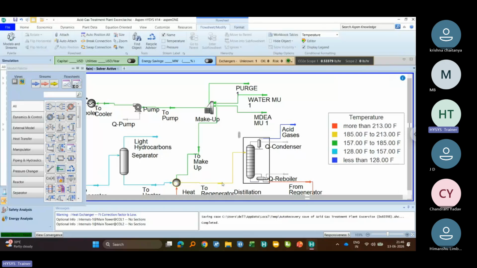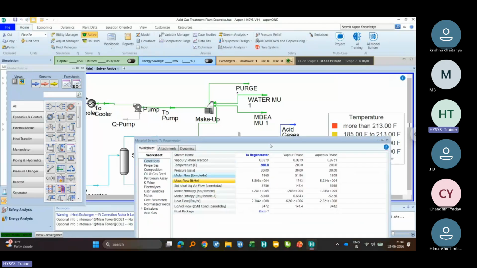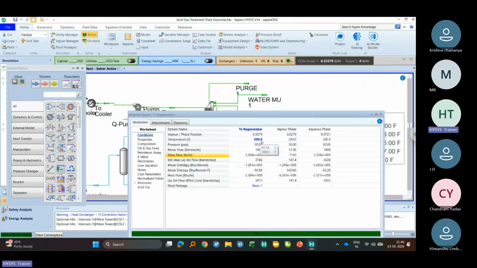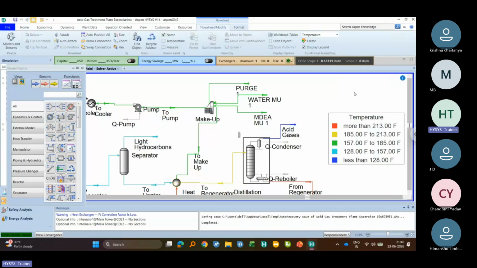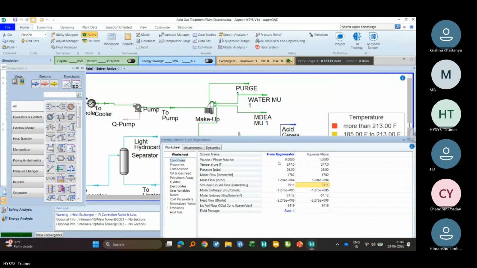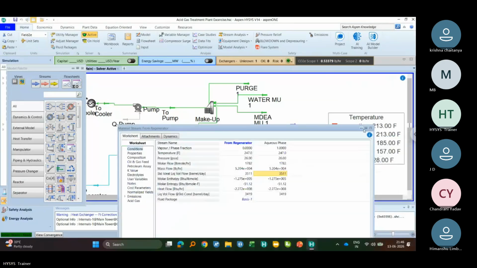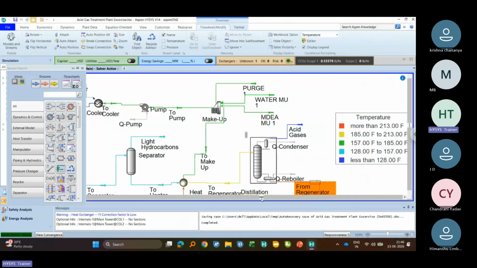Now let's open this line and check whether it is giving the correct value. Yes, for this the temperature is 200 Fahrenheit. So it is giving the correct value. Let's check for one more. This red color is having the temperature more than 213 Fahrenheit. So let's check for this line. It is 247 Fahrenheit. So it has given the correct temperature assignment for this.